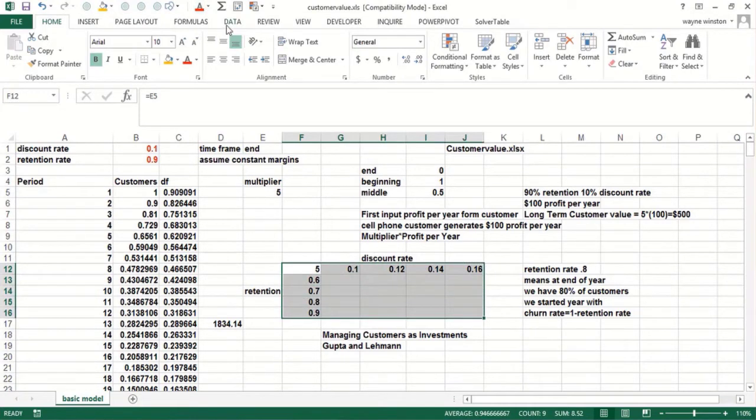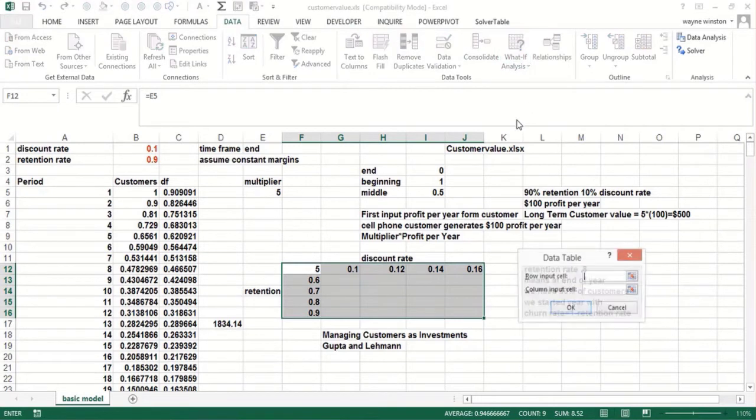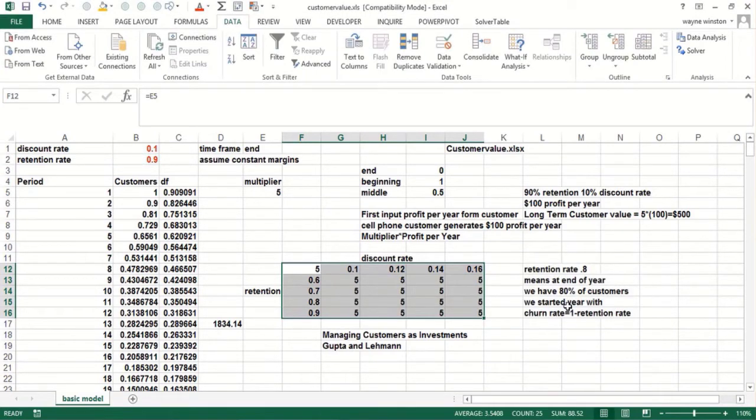So we'll go Data, What-If Analysis, Data Table. The row input cell, the numbers in the first row are discount rates. The numbers in the first column are retention rates. We now have a two-way data table. I have to hit F9 to make things change, and there we go.